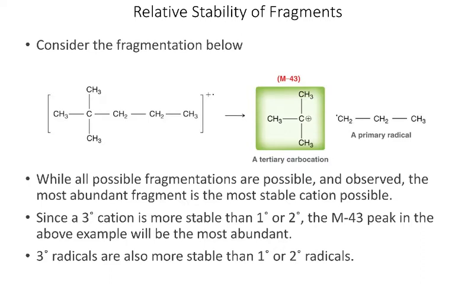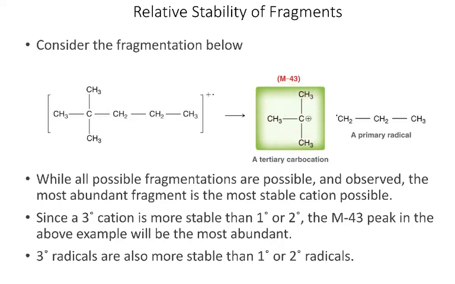The carbon that has the positive charge, we can classify by how many other carbons it's attached to. Because this carbon is attached to 3 other carbons, that makes it a tertiary carbocation, and that is the most stable type of carbocation. So the more carbons that are attached to the carbon with the positive charge, the more stable that carbocation is going to be. So a tertiary carbocation is more stable than primary or secondary carbocations. And so that's why this is the most abundant fragment in the mass spectrum of this compound.